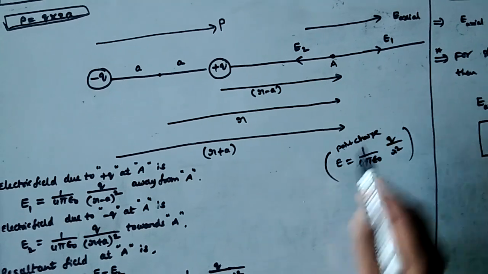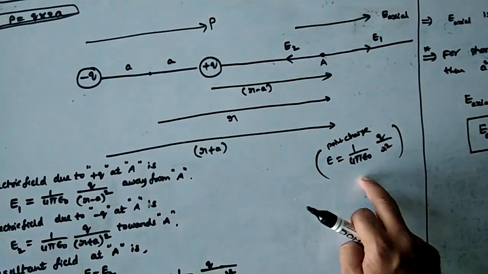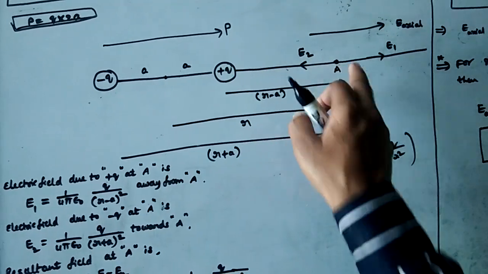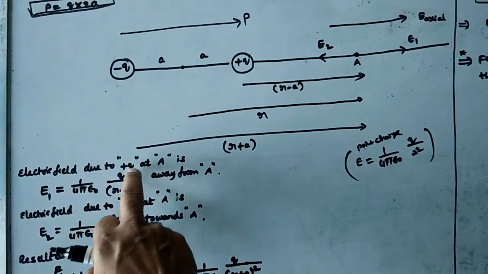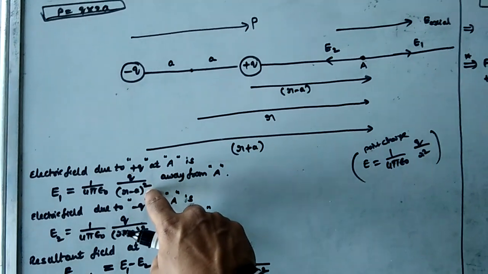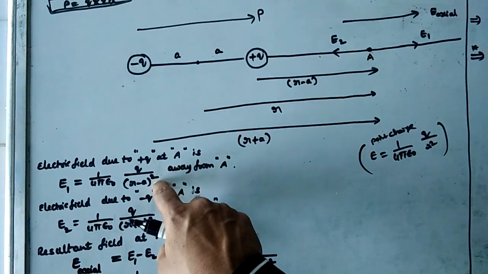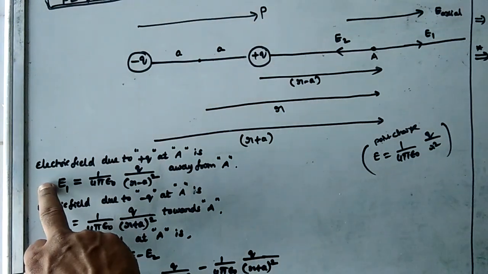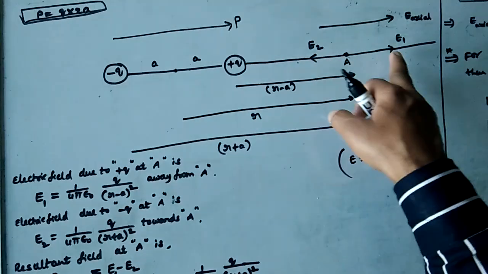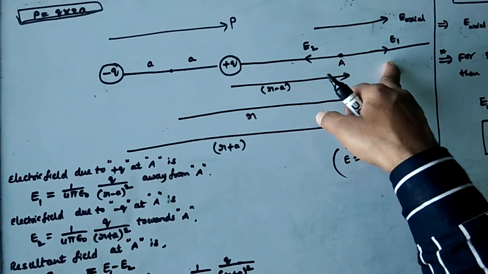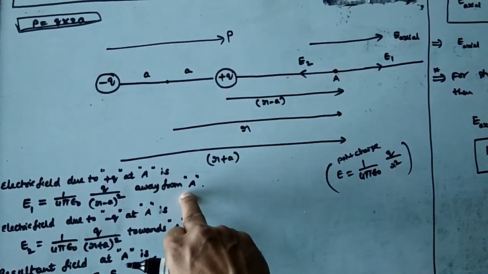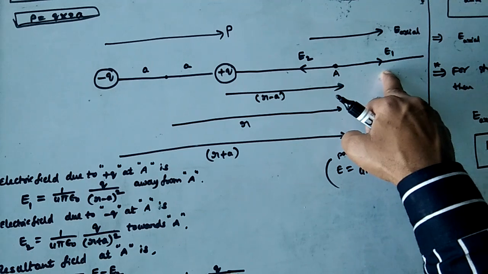Already I explained this derivation, remember. So I am applying this formula for the electric field due to the positive charge at A: 1 by 4 pi epsilon naught Q by distance square, R minus a whole square. Check it carefully, electric field is a vector. The electric field due to a positive charge is away from it, so E1 is away from A. See this arrow mark, very important.